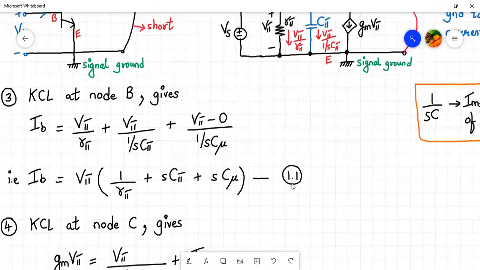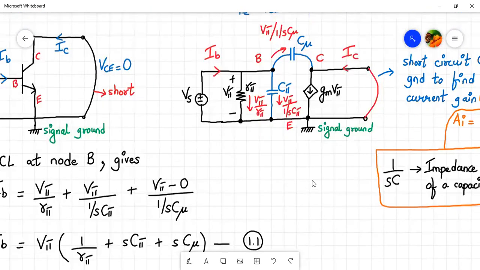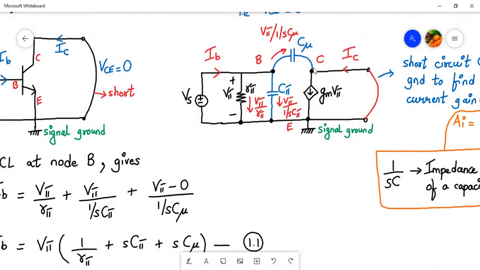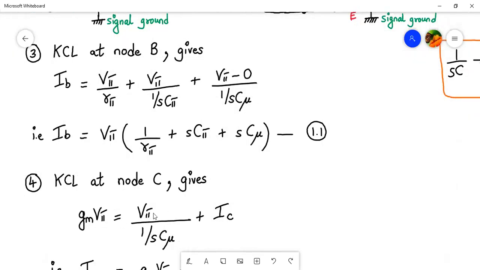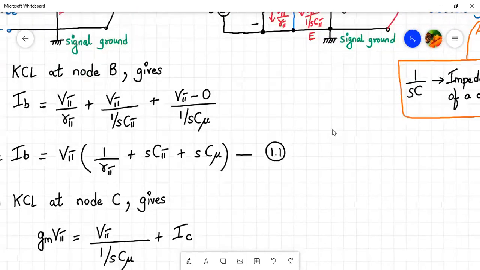So now next we apply the KCL at node C. So KCL at node C will give you, there are three currents, right? The incoming currents are V pi divided by 1 upon S C mu, and IC is the incoming current, and the outgoing current is GM into V pi, right? So we'll write that exactly over here. GM into V pi is equal to V pi divided by 1 upon S C mu plus IC, correct? So that is what we will write.